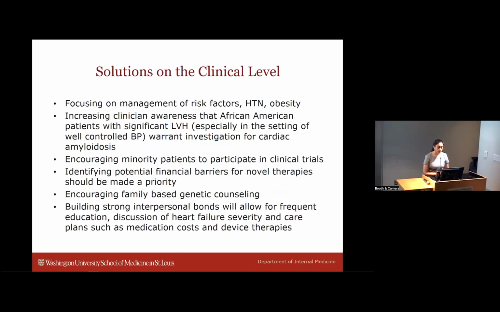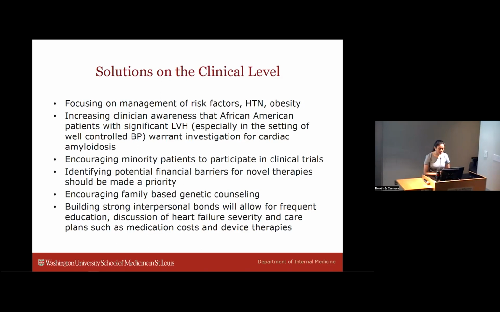Solutions on the clinical level. What can we do as the patient's provider? Traditional clinical trials and treatment guidelines focus primarily on the individual patient. Focusing on the management of individual cardiovascular risk factors, particularly hypertension, obesity, and physical inactivity, continues to be one of the most important strategies to control the incidence of heart failure in African American patients. In addition, clinicians should be aware that African American patients with significant left ventricular hypertrophy, especially in the setting of well-controlled blood pressure, warrant investigations to rule out cardiac amyloidosis.